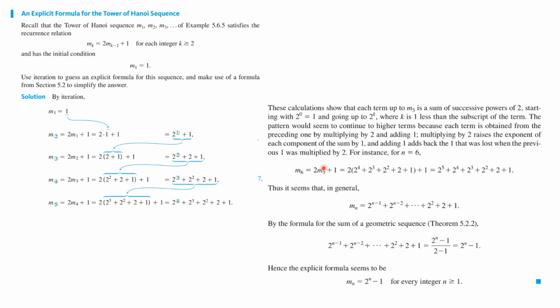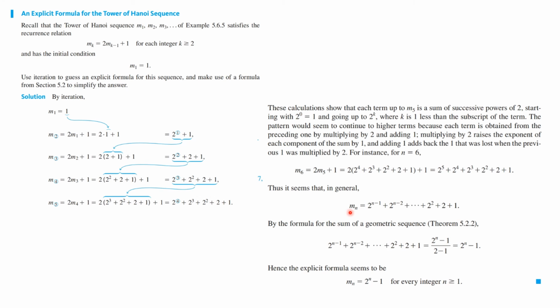Now that tells us what we are going to be finding. For example, M6 is going to be 2 times that plus 1. If I distribute that 2, then it's going to be 2 to the 5th plus 2 to the 4th plus 2 cubed plus 2 squared plus 2 plus 1. And so in general, this is what we would have.